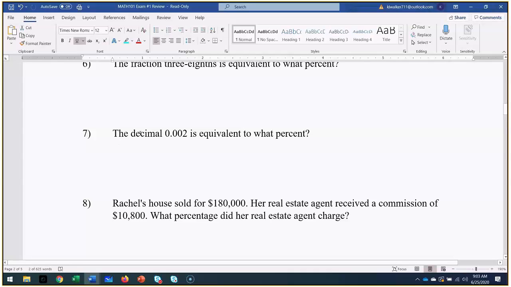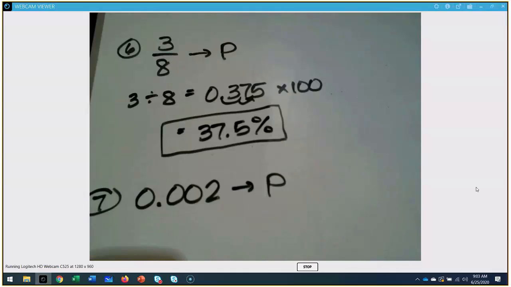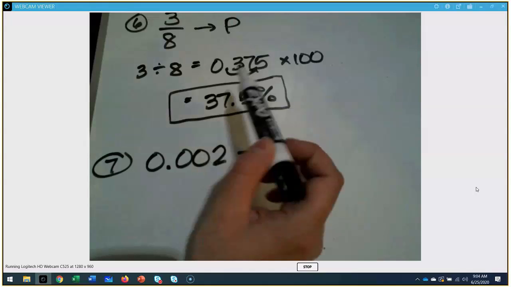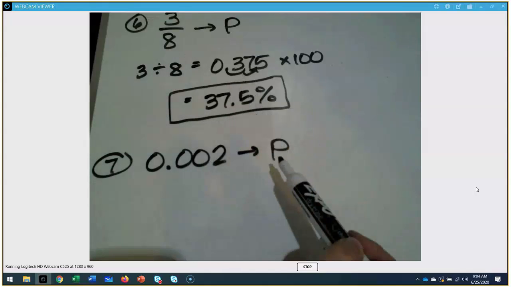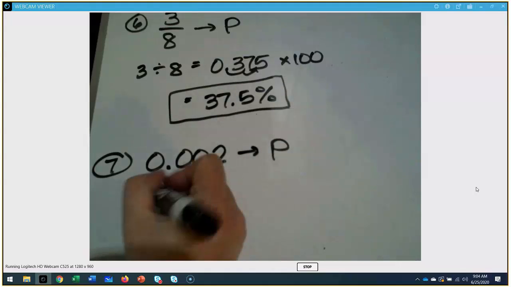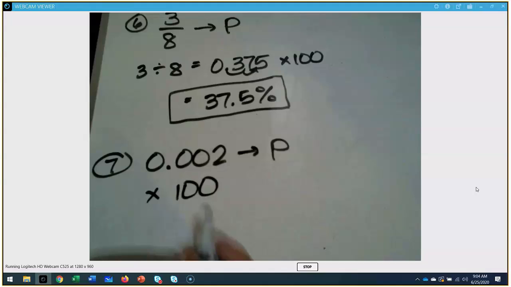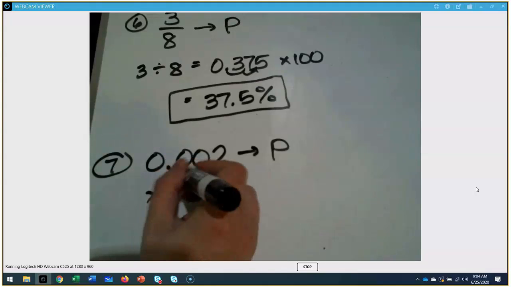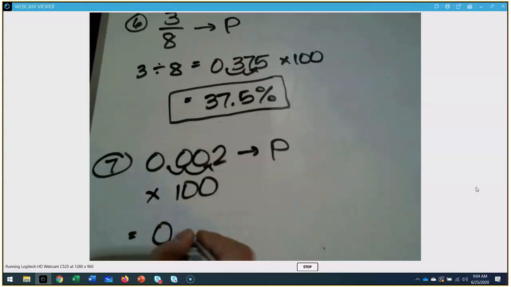Number 7, 0.002 is equivalent to what percent? So it's basically the same question. You don't even have to do as much work for this one. You're starting with a decimal, like we did right here, and you're still trying to get to a percent form. So we're still going to do the same thing. We're going to multiply by 100, and that's going to move the decimal over 2 times. And that's it.